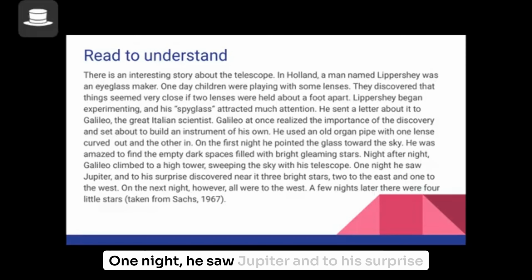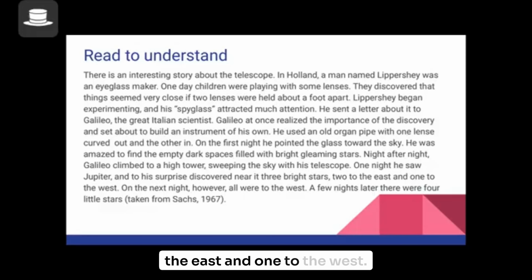One night, he saw Jupiter, and to his surprise, discovered near it three bright stars, two to the east and one to the west. On the next night, however, all were to the west. A few nights later, there were four little stars.